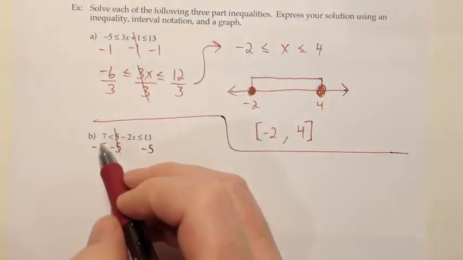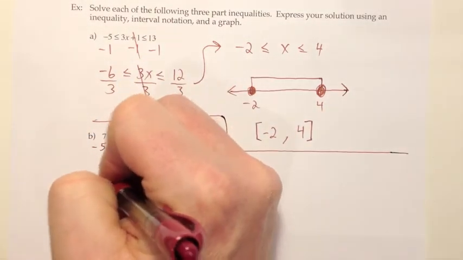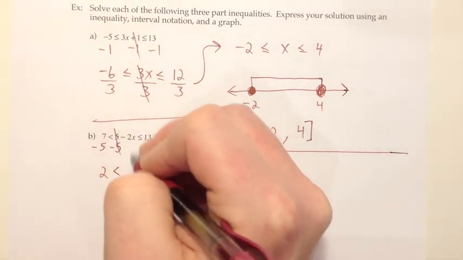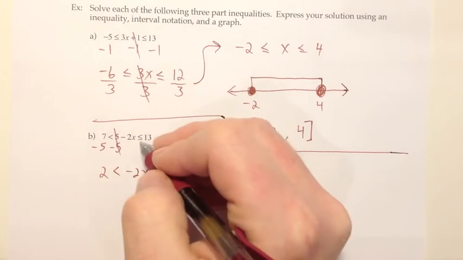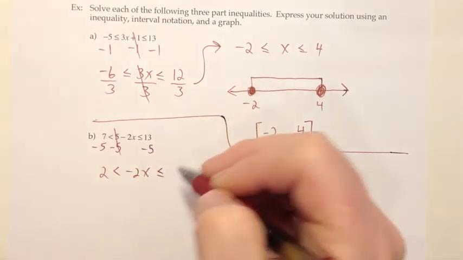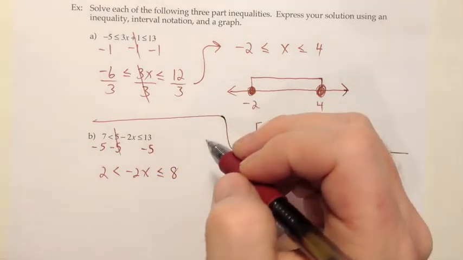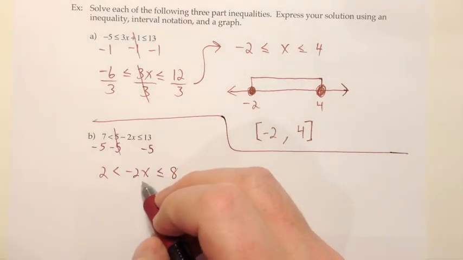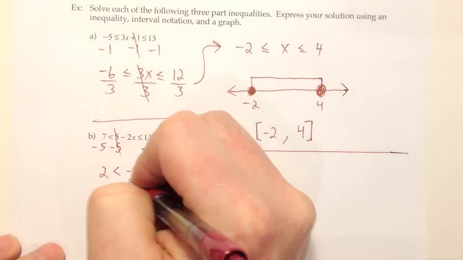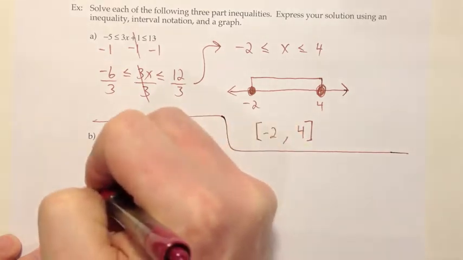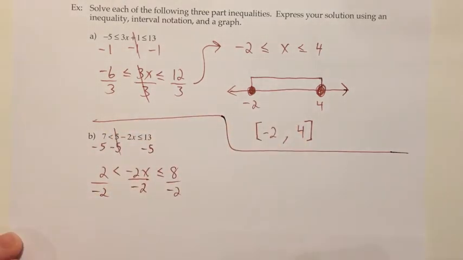On the left, 7 minus 5 is 2. We had our 5's cancel in the middle. The less than copies down, and I have negative 2x. The less than or equal to copies down, and 13 minus 5 would be 8. So I'm almost there. I just want to get this x by itself. There's a negative 2 that's multiplying that, so the opposite of that would be to divide by negative 2. If I do that in the middle, I have to do it to all three parts. I'm doing it in the middle to make those cancel.